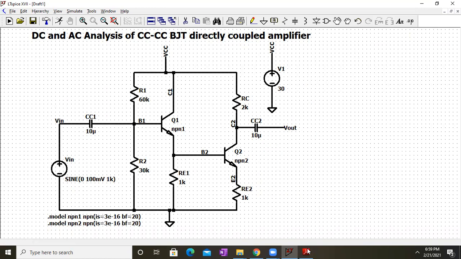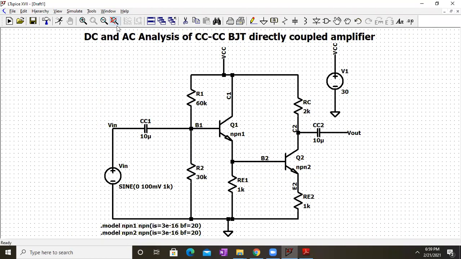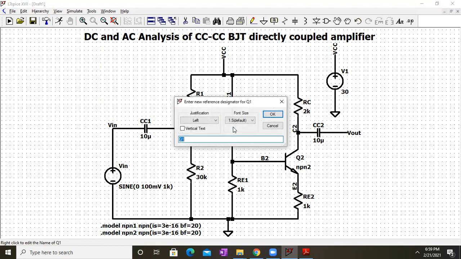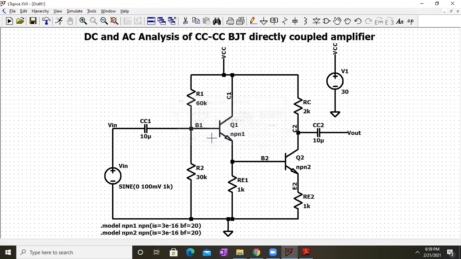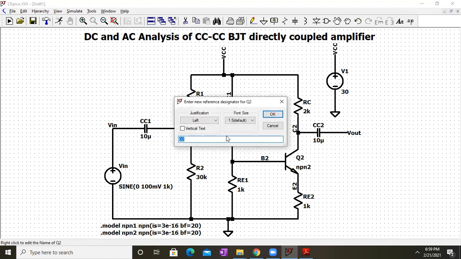Let us start finding the DC parameters. But before doing that, I need to tell you that the dot model statements have already been defined. Beta is given as 20, so we have written BF as 20, and IS is the reverse saturation current. These are the model parameters for both the BJTs, named NPN1 and NPN2. Let me also rename Q1 as Q1 underscore the name, and Q2 as Q2 underscore the name.